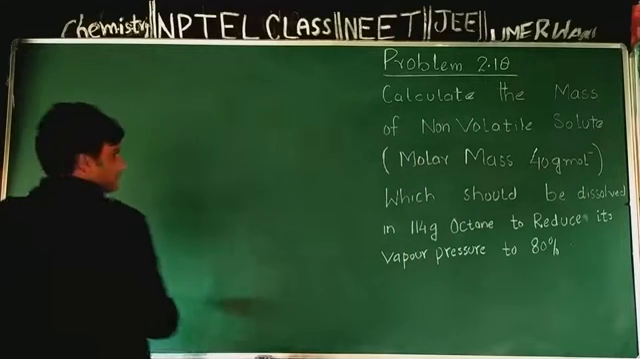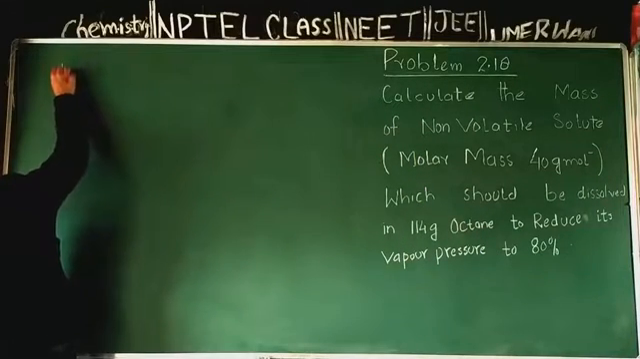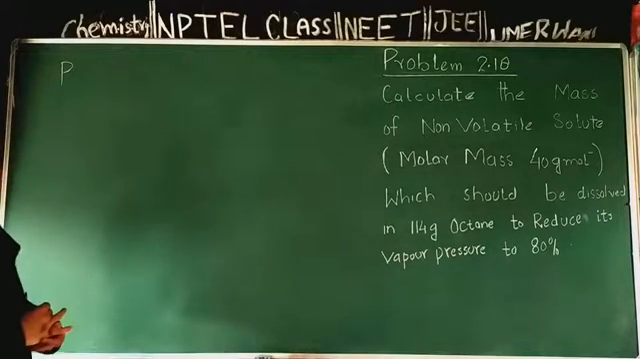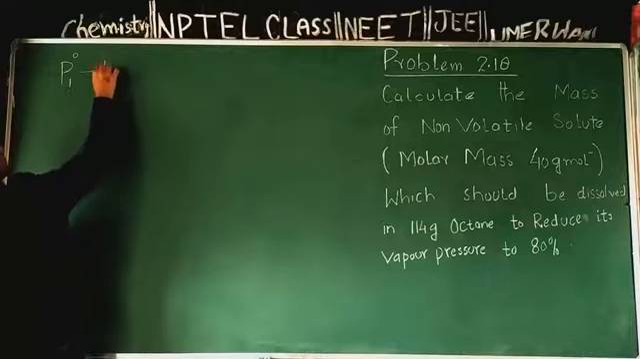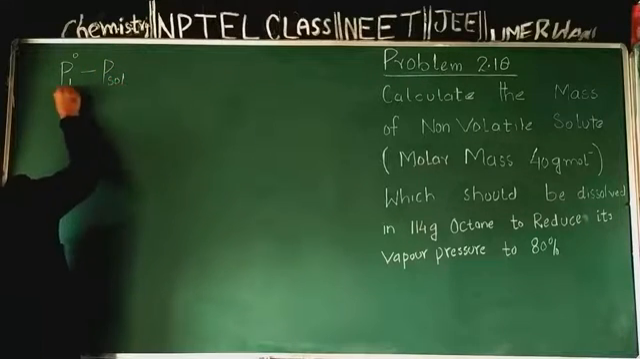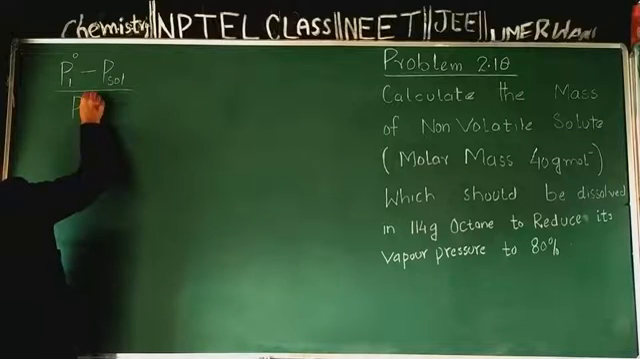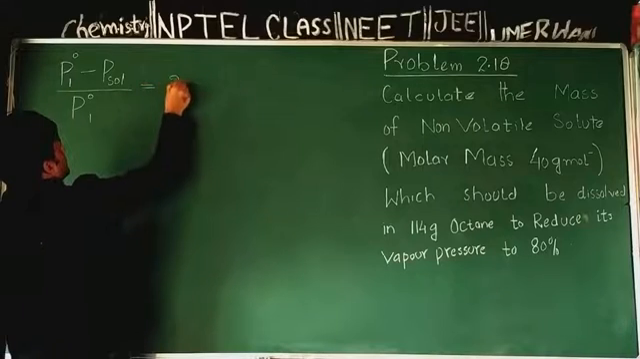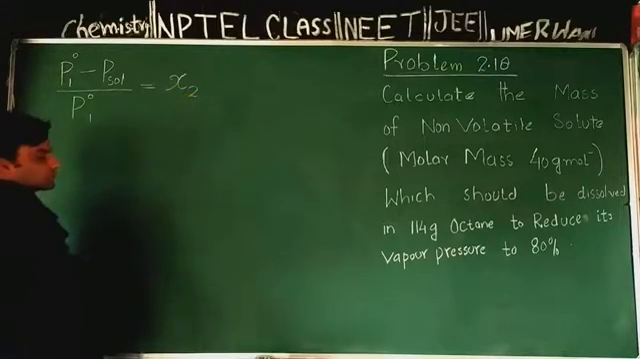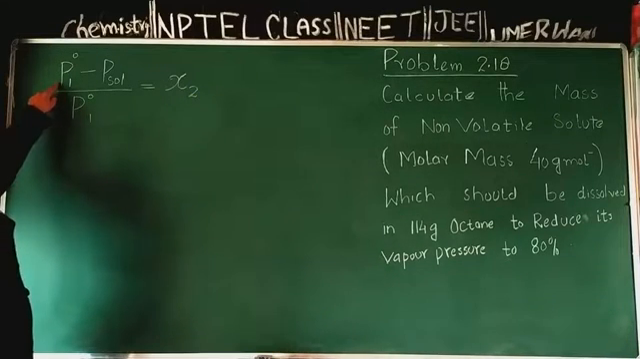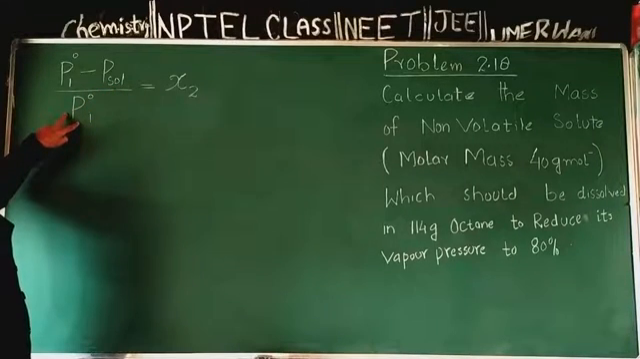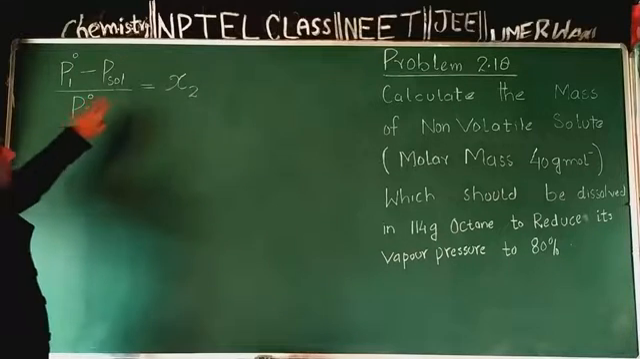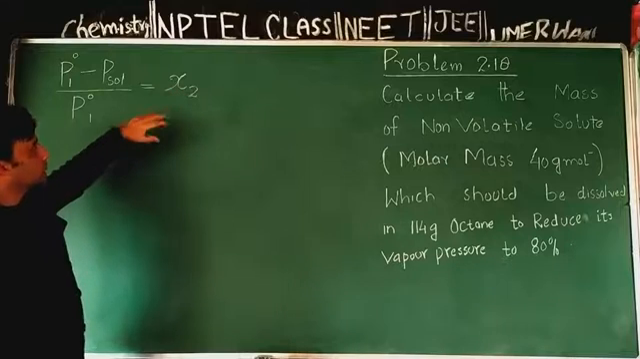Idea is that lowering of vapor pressure and mole fraction of non-volatile solute is related by this equation: P01 minus P solution divided by P01 is equal to mole fraction of non-volatile solute X2. P01 is vapor pressure of pure liquid solvent. P solution is vapor pressure of solution containing non-volatile solute. X2 is mole fraction of non-volatile solute present in solution.